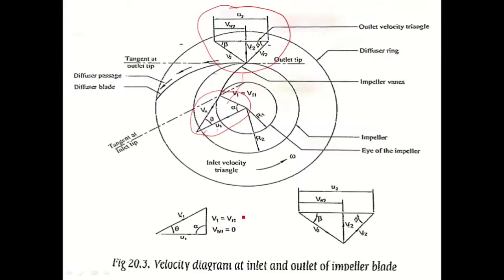V1 is equal to Vf1. This is Vf1. So V1 is equal to Vf1 and Vw1 is equal to 0, and alpha is equal to 90 degrees. So that is the inlet diagram for the centrifugal compressor, and here is the outlet diagram.